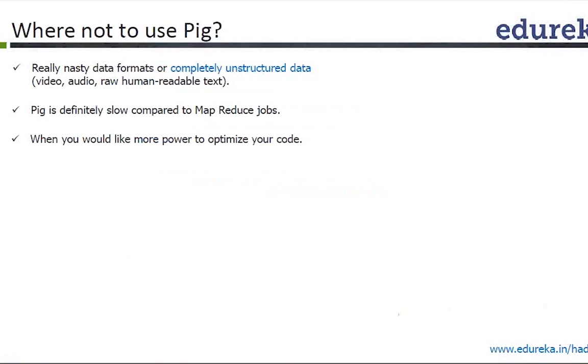So where not to use Pig, guys? If your data set is completely unstructured, like if you want to process video, audio, or image data, in those scenarios your Pig script may not be useful, because Pig can handle only structured or semi-structured data. And when it comes to performance, Pig is definitely slower compared to your MapReduce job, so there is no denying that. It takes time for Pig to run that.